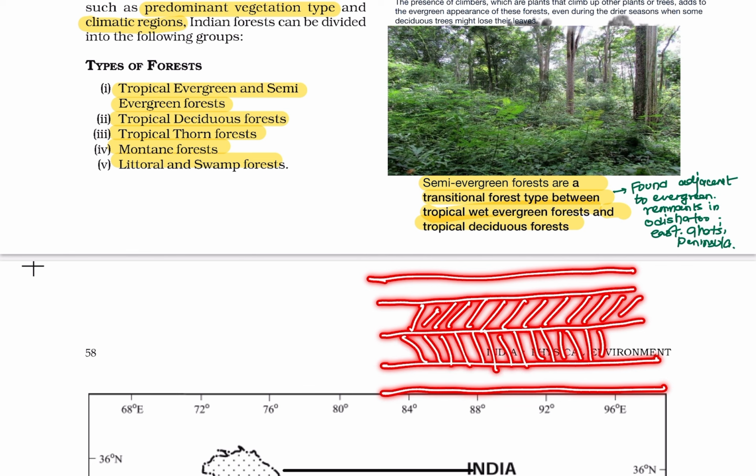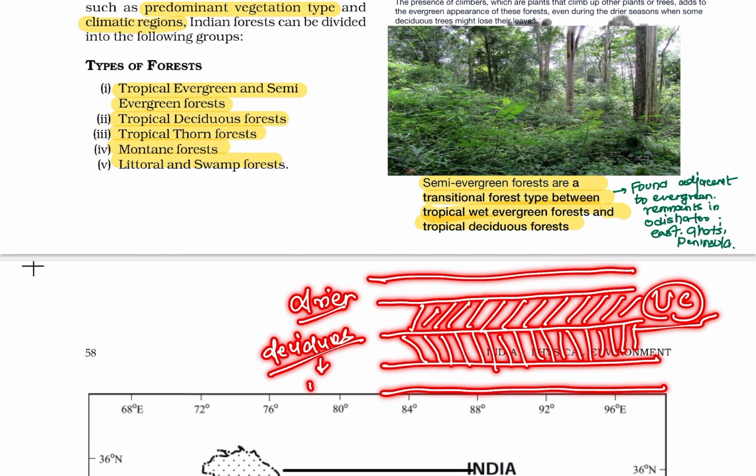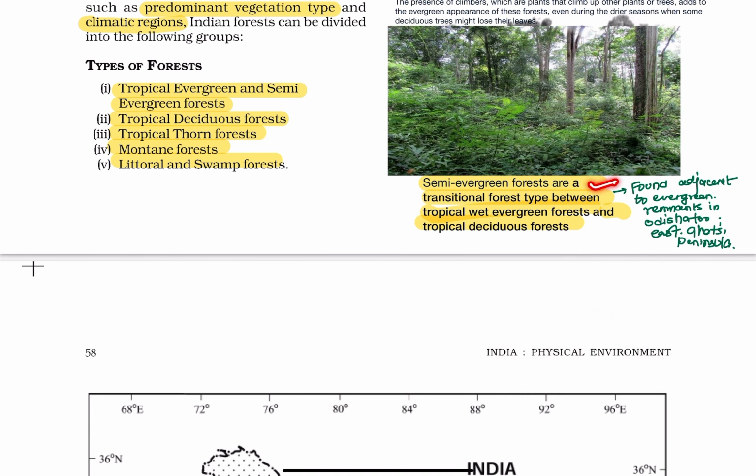So how are they looking evergreen all the time? Because of the undergrowing climbers, they give them a green appearance all the time, even during the drier season. Deciduous forests have a trait that they do shed their leaves. They have a timing to shed their leaves, but even when they shed them, they still look green because of the presence of these climbers. So the semi-evergreen are actually the transitional forest type between the tropical wet evergreen and the tropical deciduous forest, right?